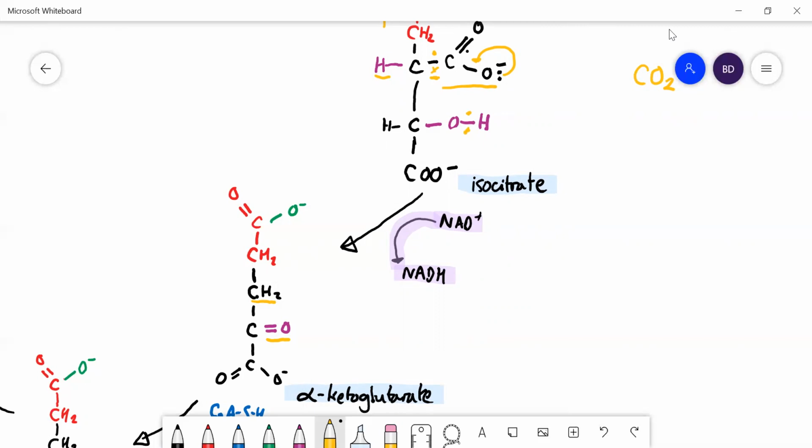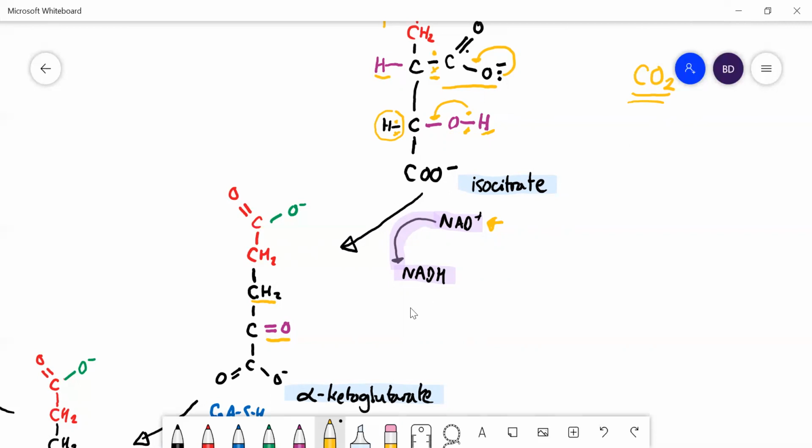That you can think of as going to form the double bond. This one will come off as an H+. So that means that hydrogen has two electrons. Those two electrons are used to reduce the NAD+ to NADH. So we've got another molecule of NADH which can feed into the mitochondrial electron transfer chain, and we've lost one of those carbons as CO2. We've got another carbon to lose in this citric acid cycle.